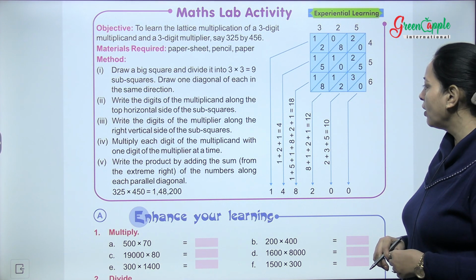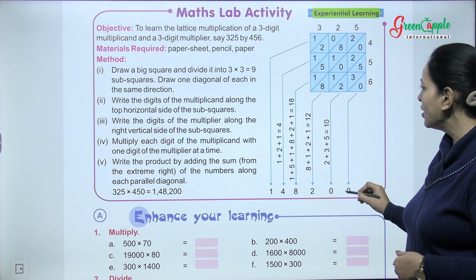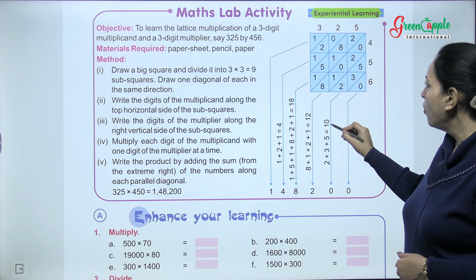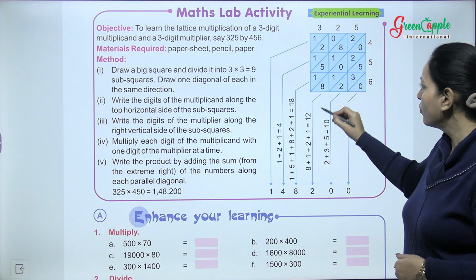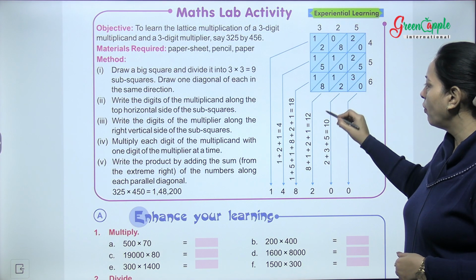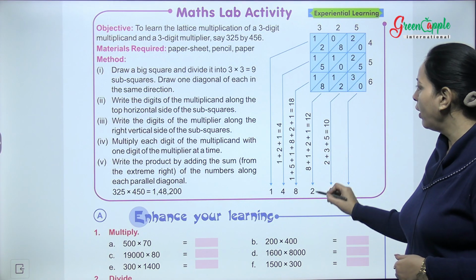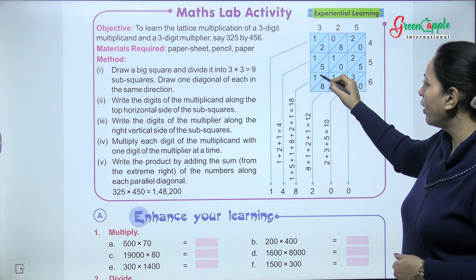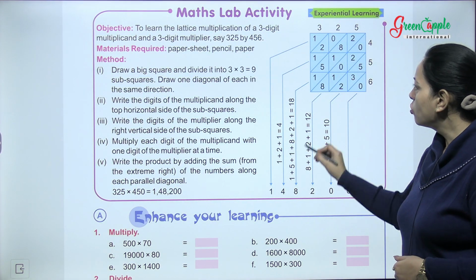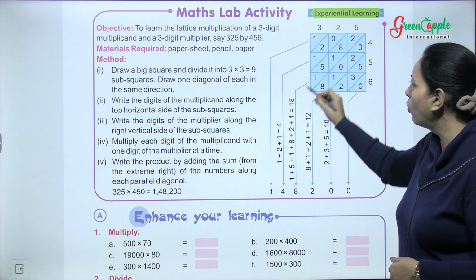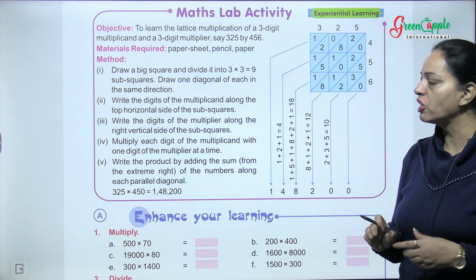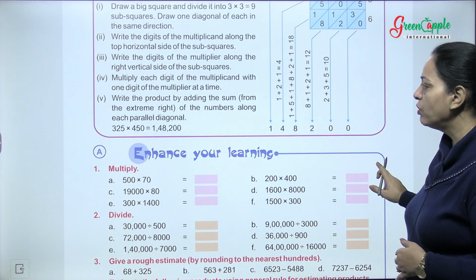So now how to write the answer? This 0 as it is. Now add these: 5, 3 and 2 is 10. So 0 here, 1 carry to the next. So 8, 1 and 2, 8, 9 and 2, 11 and 1 carry, 12. So 2 here and 1 carry to the next. So 1, 5, 1, 8, 2 and 1, this is 18. So 8 here, and 1 carry to the next. This is 4 and this 1 as it is. So this is the answer. This is the lattice multiplication as we have done earlier. I hope this is clear now.